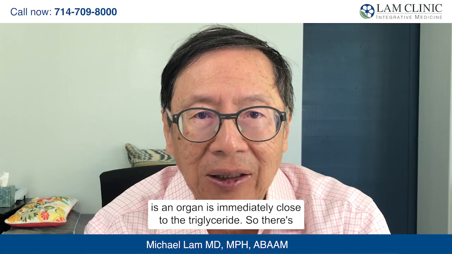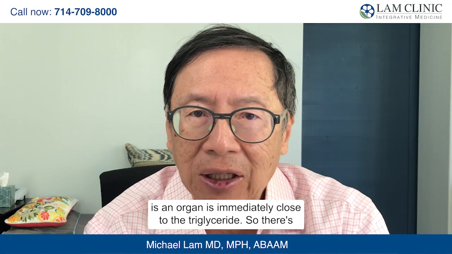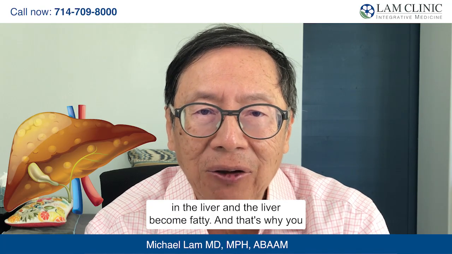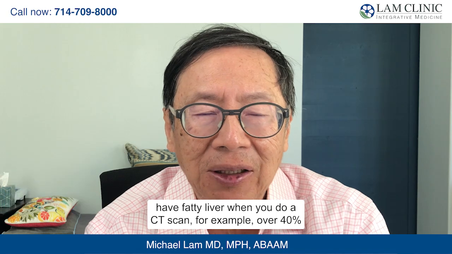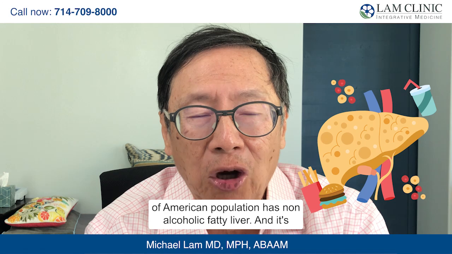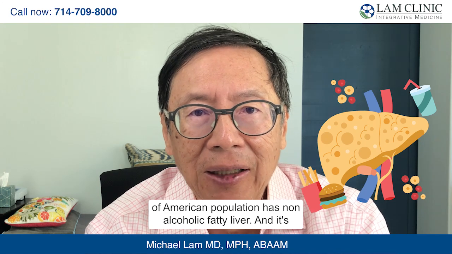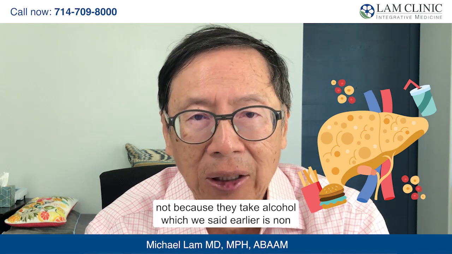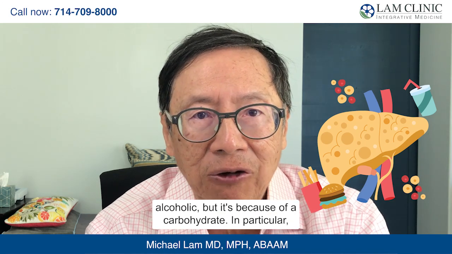an organ immediately close to the triglyceride, so there's some storage. Excess amount of triglyceride is then stored in the liver, and the liver becomes fatty, and that's why you have fatty liver when you do a CT scan, for example. Over 40% of the American population has non-alcoholic fatty liver, and it's not because they take alcohol, which we said earlier is non-alcoholic, but it's because of carbohydrate.